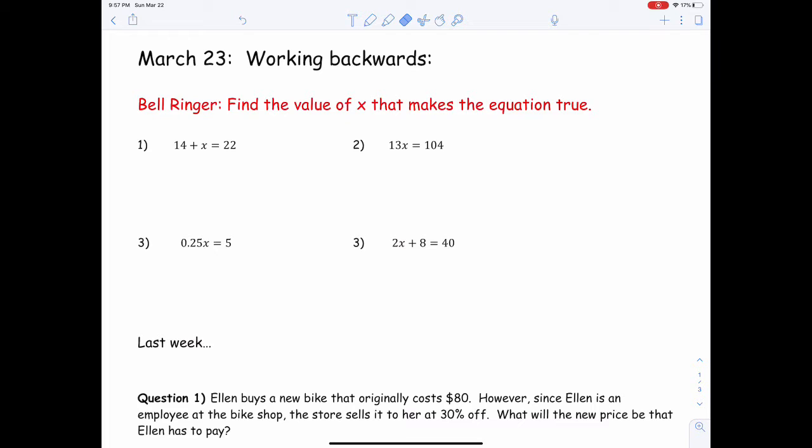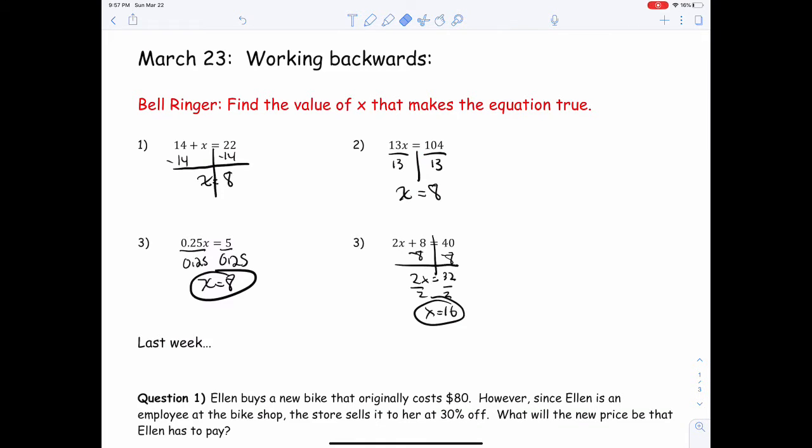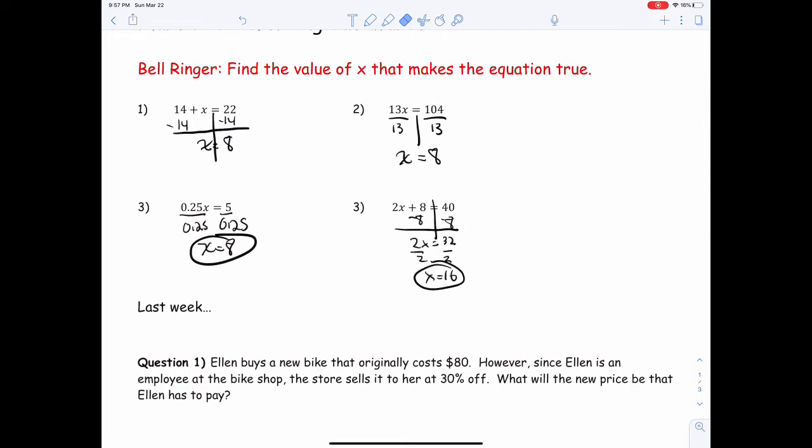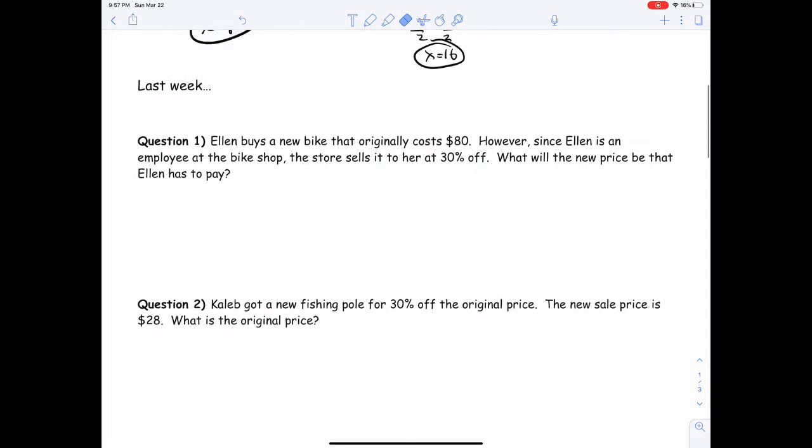So the key things for the video: pause it if it doesn't make sense, and ask questions if you need help. So here's the bell ringer, give that a shot. Pause the video because I'm going to show you the answers in 2 seconds. Alright, those are the answers to the bell ringer. You're doing the opposite. So if you're adding, you're subtracting, if you're multiplying, you're dividing to get your answers. All right, here we go.